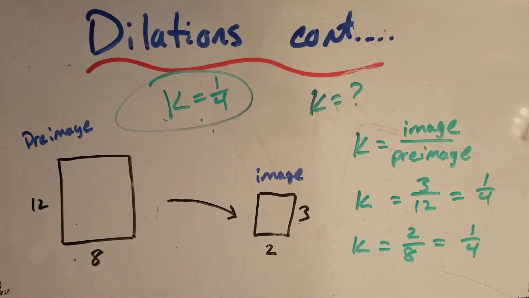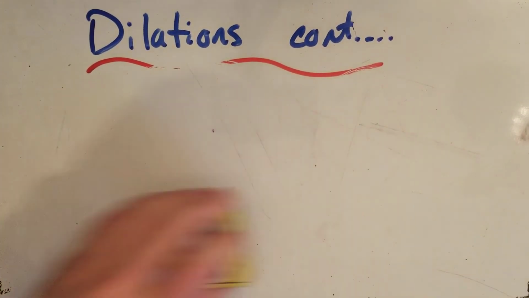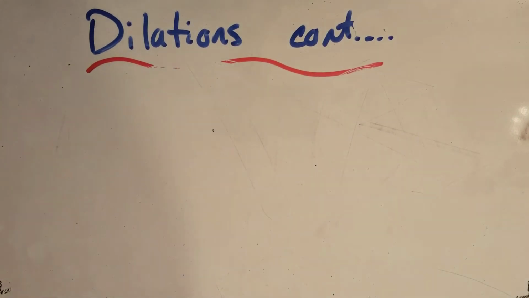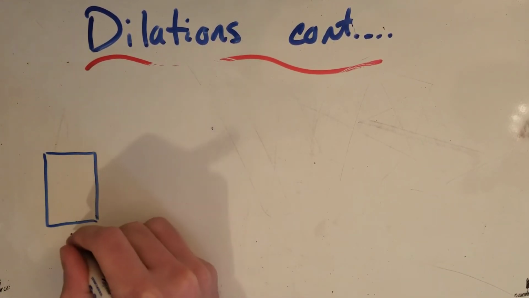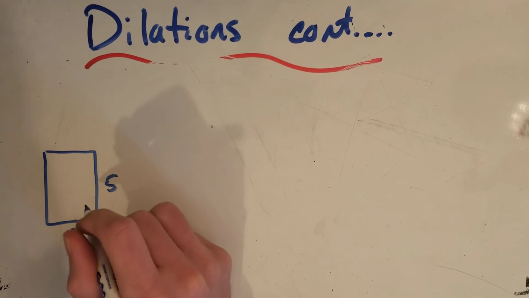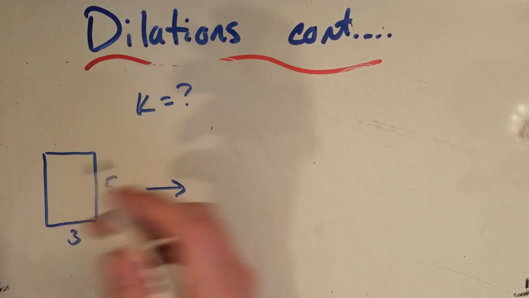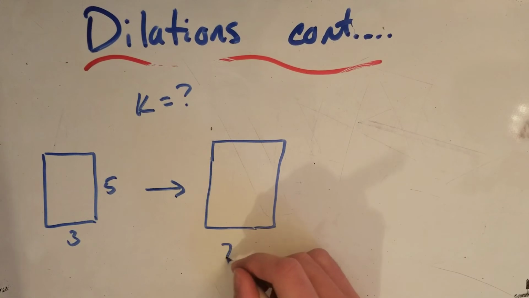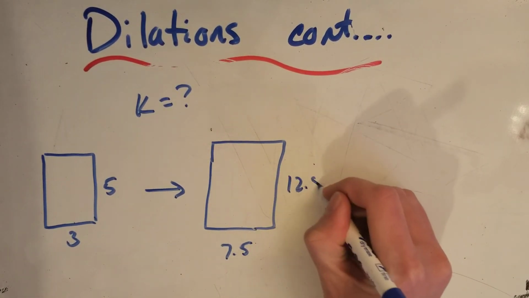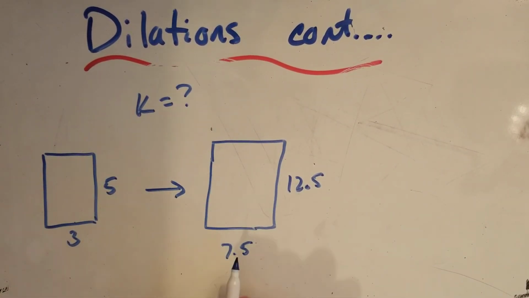Let's try another one. In our next one, we have Ethan, and he wants to enlarge a photo from 3 by 5 inch. I'm going to draw a little photo in here, 3 by 5 inch. He wants to enlarge it, so we don't know what K is. But he wants it to become, this is not to scale, 7.5 by 12.5. And we want to figure out the scale factor to get from this image to this one.